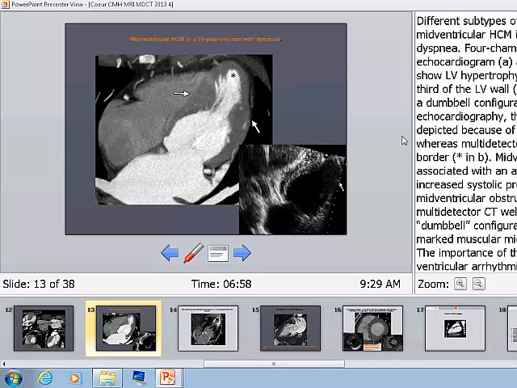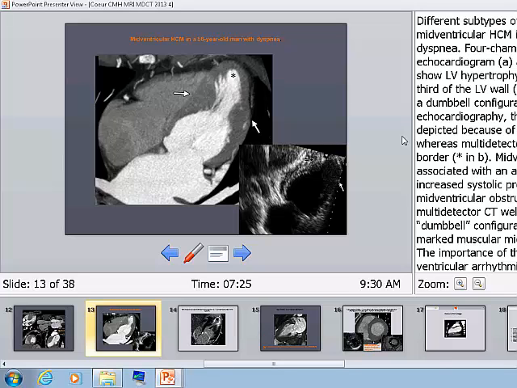We can also differentiate subtypes of hypertrophic cardiomyopathy. This is a mid-ventricular HCM in a 56-year-old man with dyspnea. A 4-chamber transthoracic echocardiogram and multi-detector CT image show the LV hypertrophy predominantly in the middle third of the LV wall, which is assumed to be a dumbbell configuration.